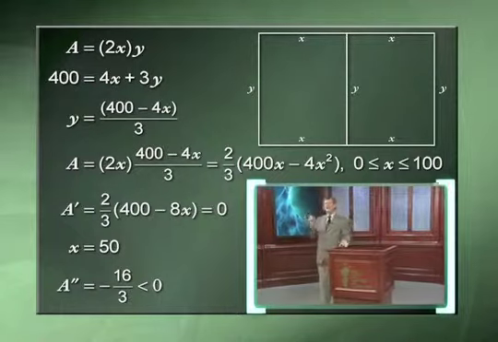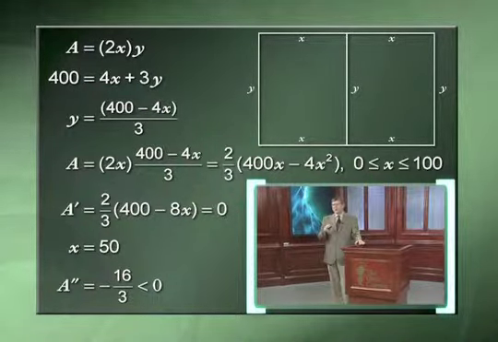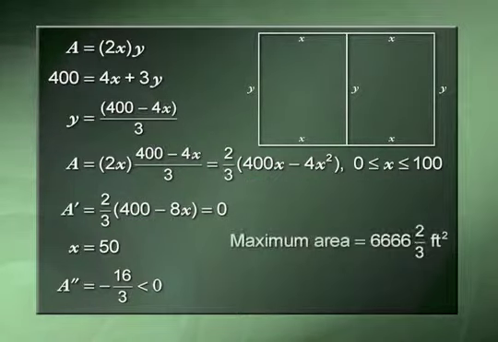Now, if I do evaluate it at 50, I plug in 50 into the area function. It turns out that the maximum area is 6,666 2/3 square feet. Just trust me, just plug in 50 into the area function. And also the y value turns out to be 200 over 3. You obtain that by plugging 50 into the y equation, and you get 200 over 3.